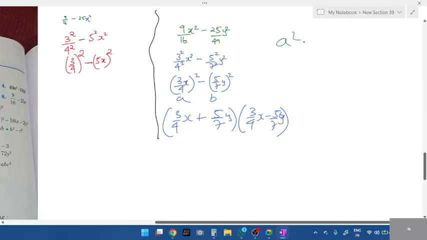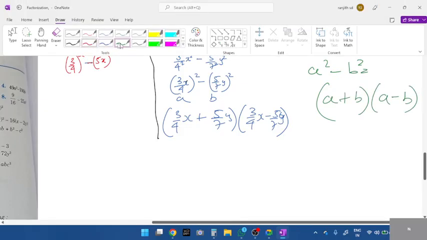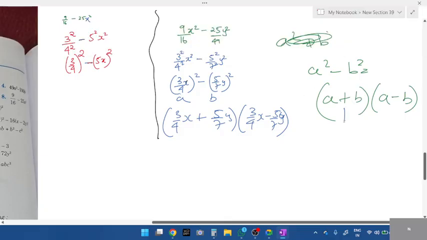See, the common basic thing is A plus B into A minus B, which is A square minus B square. What's the formula for A square minus B square? A plus B into A minus B. All the answers should be in this form. You should have one A and one B, plus and minus.